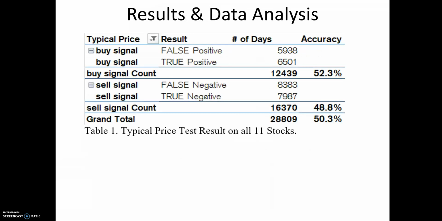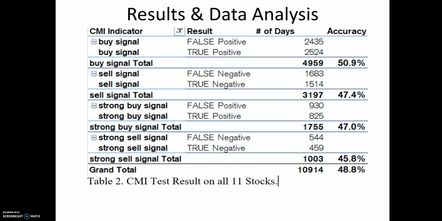So the first one I backtested is typical price. I was able to generate almost 29,000 data points, and 50.3% of them are accurate. That means it generates a true result, a true signal. And then the second one is CMI, so Chaikin Money Flow. So this one I got 11,000 data points-ish, and the accuracy is actually below 50%. So it's not doing very well if I just apply the CMI indicator to predict the stock price movement.